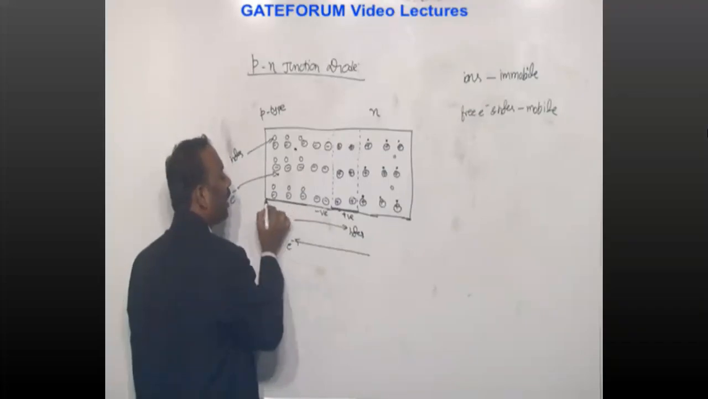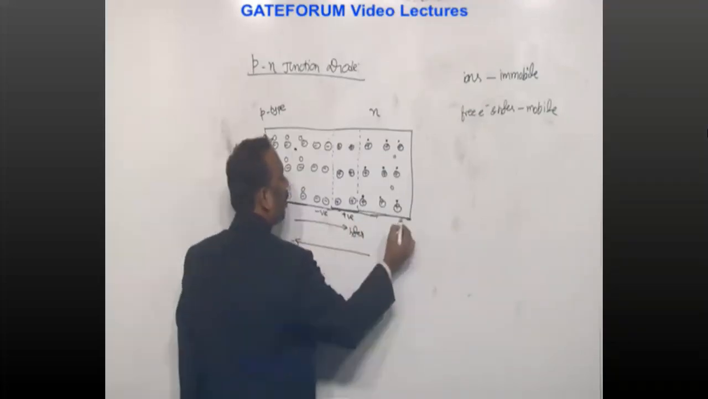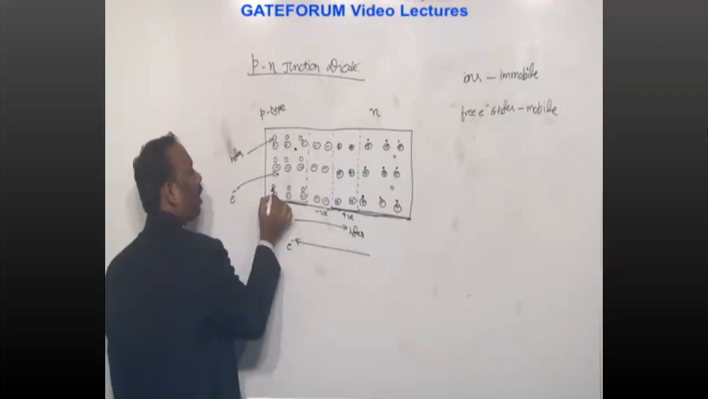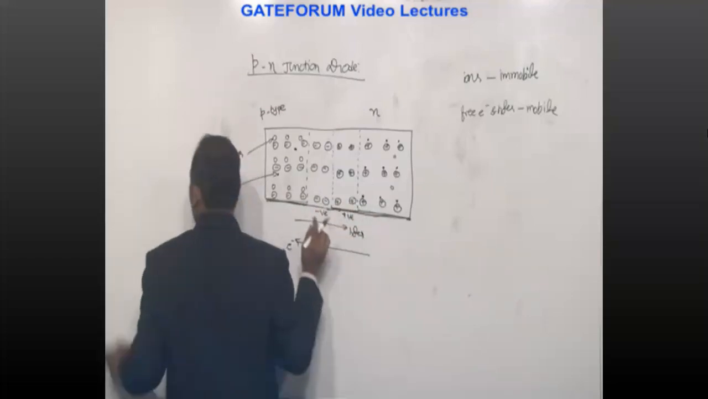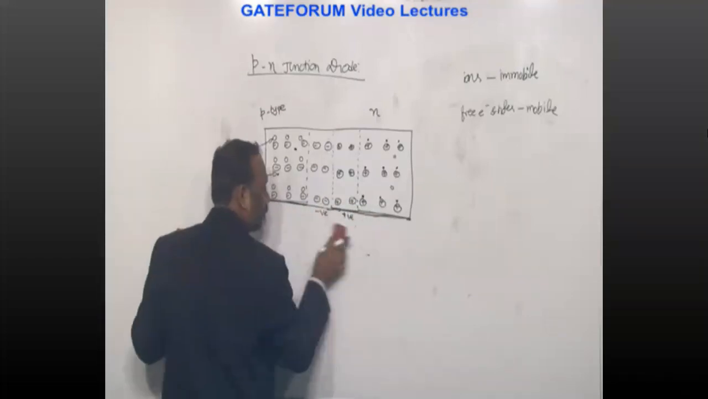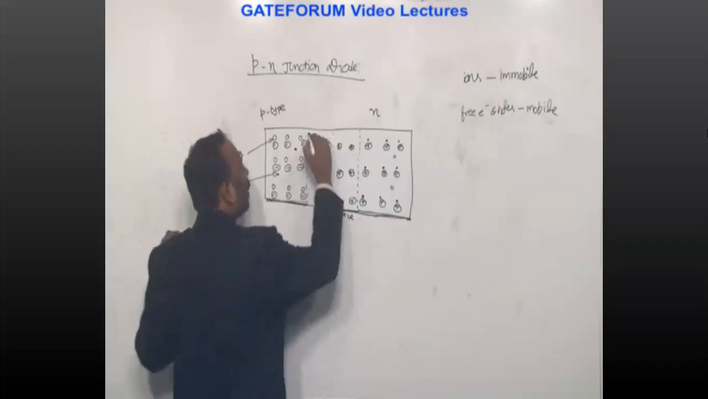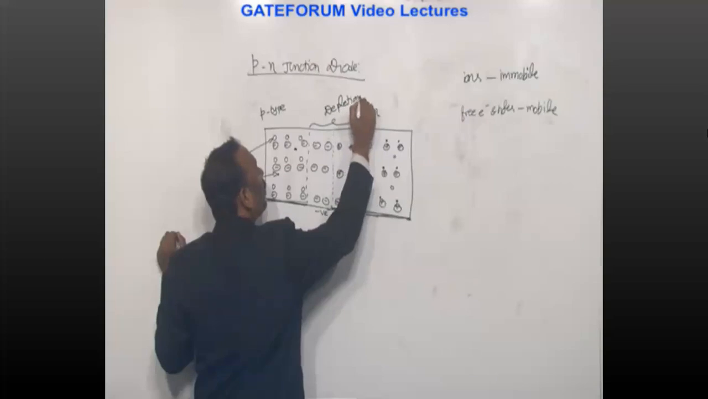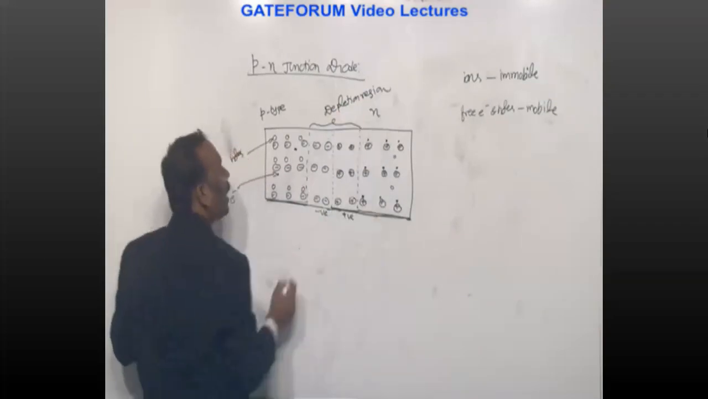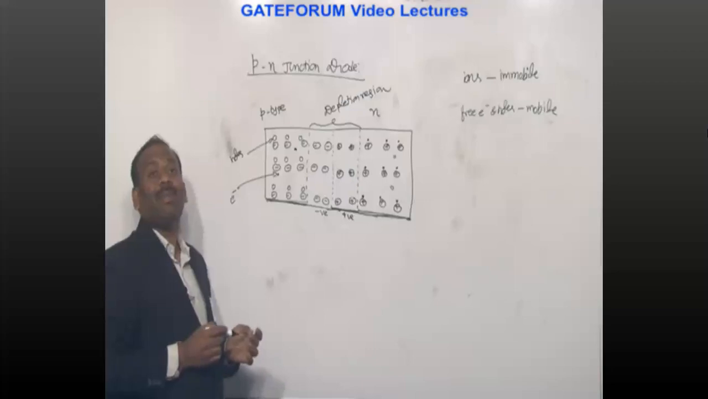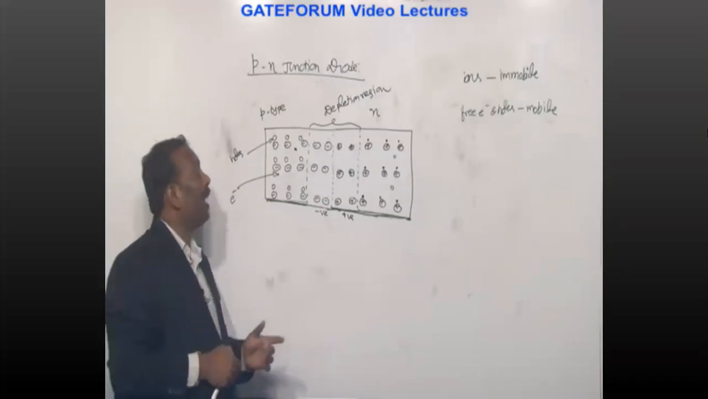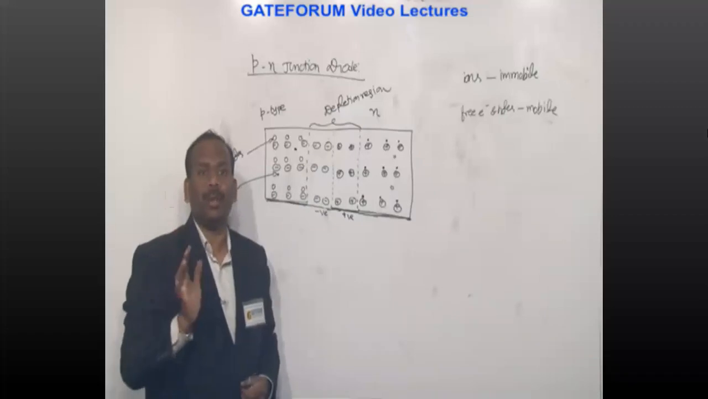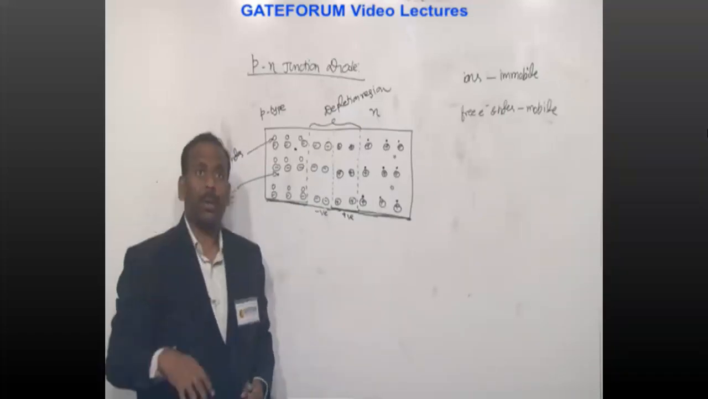Now what about this portion? Is it positive or negative or neutral? What about this portion? Positive or negative or neutral? This portion is neutral. So this region is called the depletion region. What is the meaning of depletion region? What is the English dictionary meaning of depleted? Depletion means used. Depleted means used.